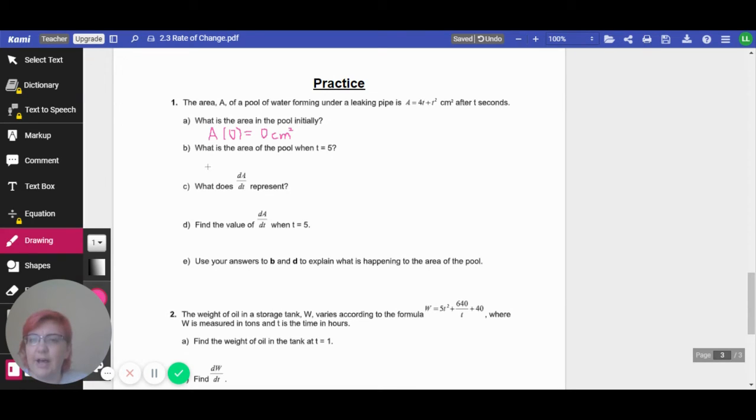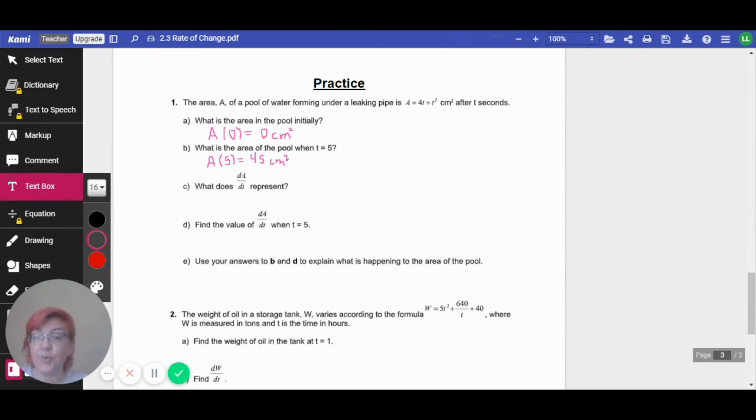Well, what about after 5 seconds? What about when t equals 5? I'm looking for A of 5. So I'm going to plug 5 into our initial function. So in my calculator, I'm going to do 4 times 5 plus 5 squared. That comes from right here, 4t, but t is 5, and then 5 squared. And that is 45 square centimeters. After 5 seconds, this pool is 45 square centimeters.